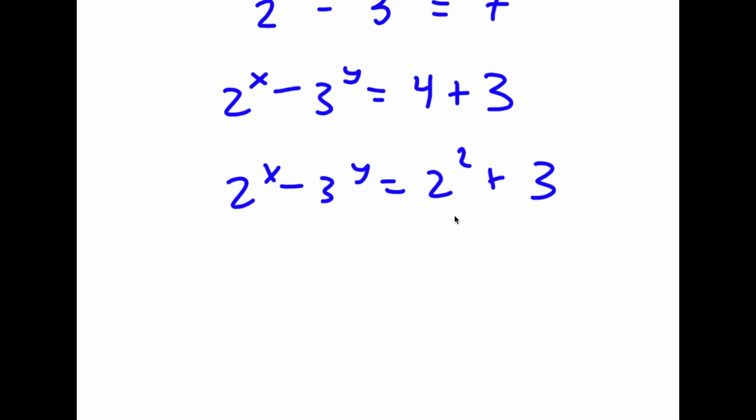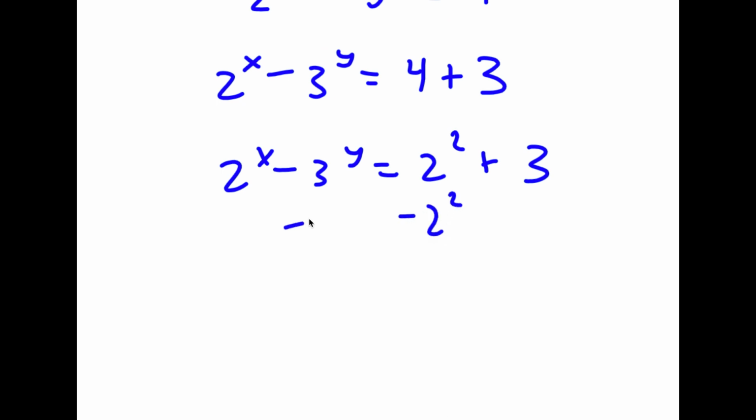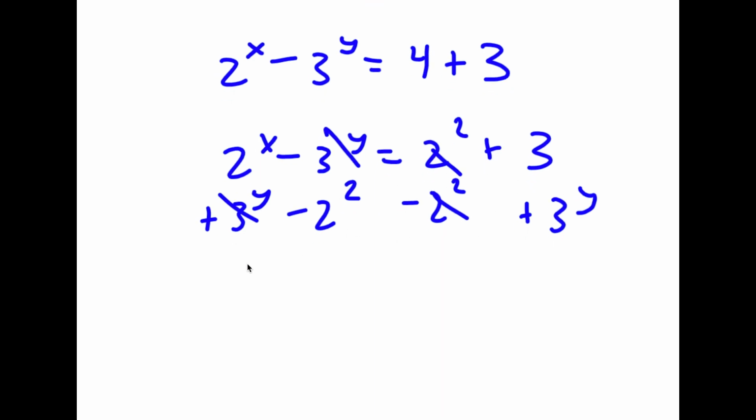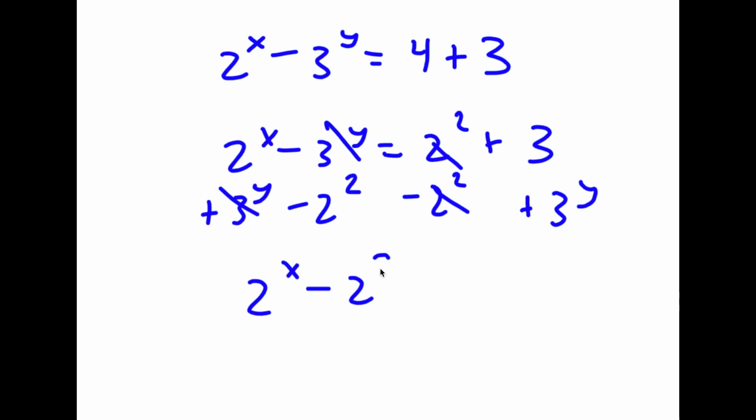So now, I'm going to subtract 2 squared on both sides and add 3^y on both sides. So then these two cancel out, and I'm left with 2^x - 2^2 = 3^y + 3.